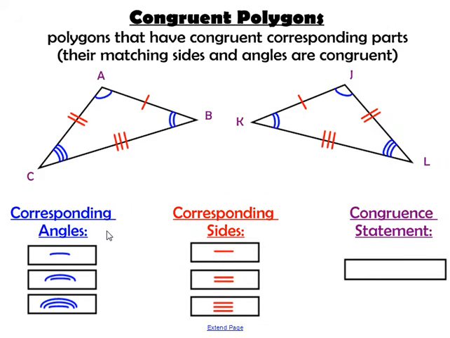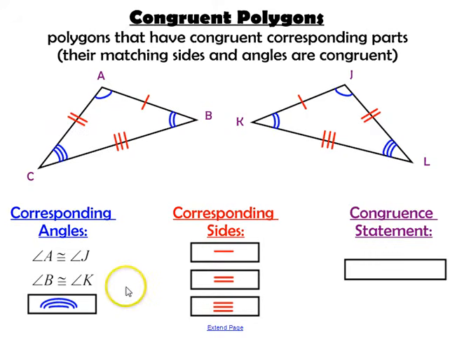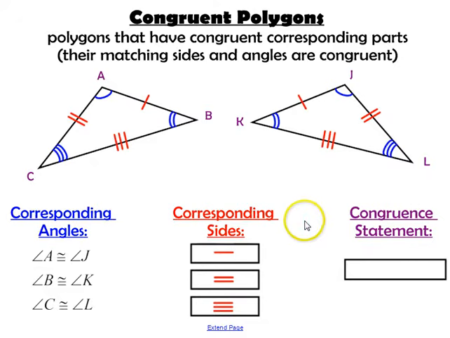So the corresponding angles are the ones that have the same number of arc markings. The two angles in the two triangles that have one arc marking are angles A and J, and those are congruent to each other. The corresponding angles that have two arc markings are angles B and K, and they are congruent to each other. The corresponding angles that have three arc markings are angles C and L, and those are congruent to each other. We can take that same idea and match the corresponding sides.